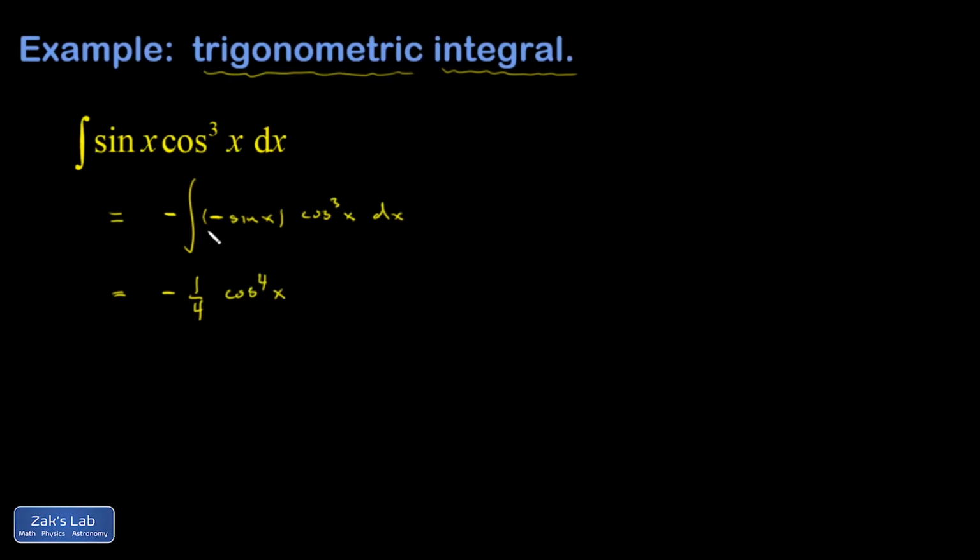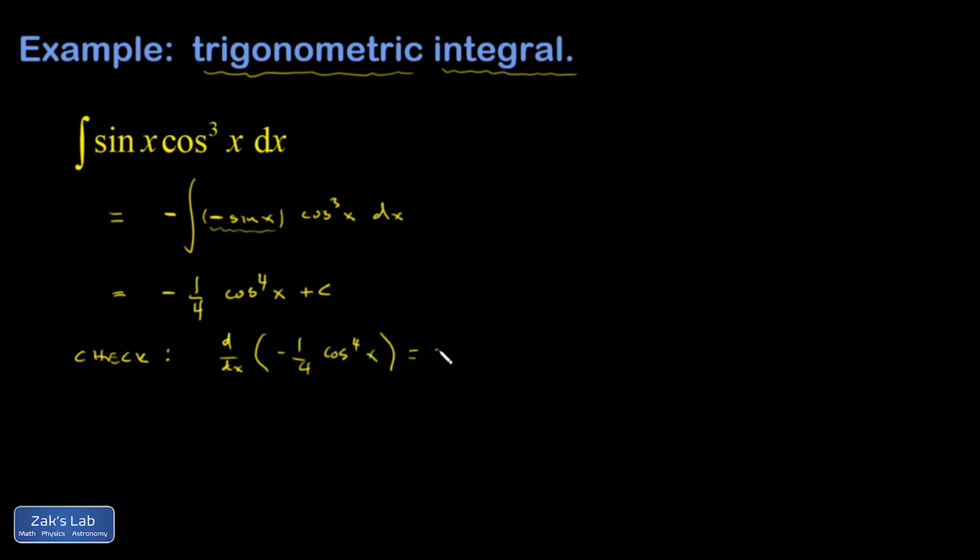And what's the deal with the negative sine x? That's a consequence of the chain rule when I differentiate this thing. So check your answer real quick. I'm just going to write it like this. The derivative of negative 1/4 cosine to the fourth x.